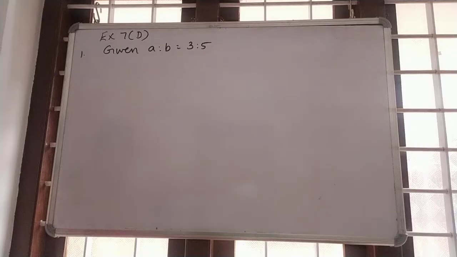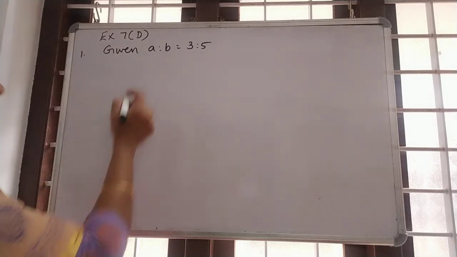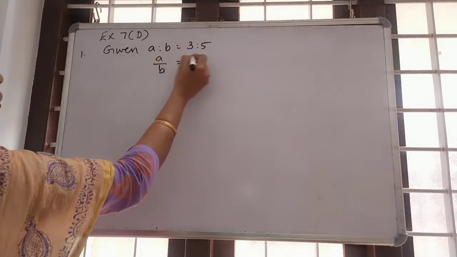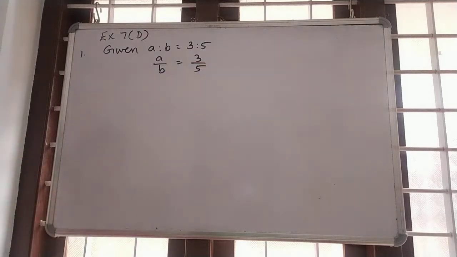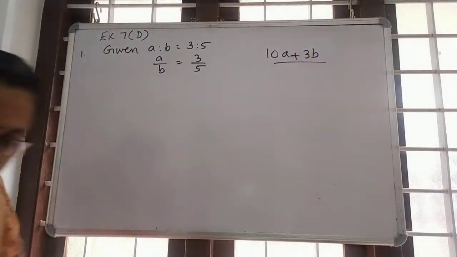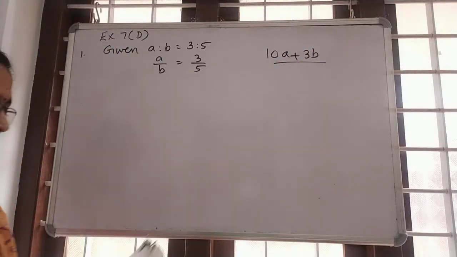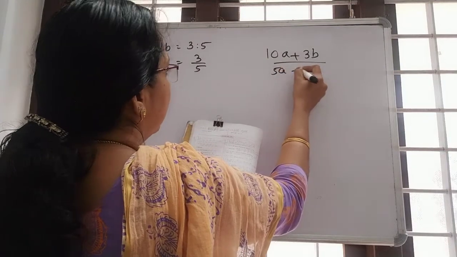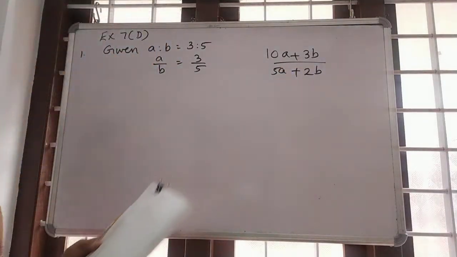If A is to B is equal to 3 is to 5, find 10A plus 3B is to 5A plus 2B. Given A is to B is equal to 3 is to 5, that is A by B is equal to 3 by 5. We need 10A plus 3B divided by 5A plus 2B. This ratio we want to find out.